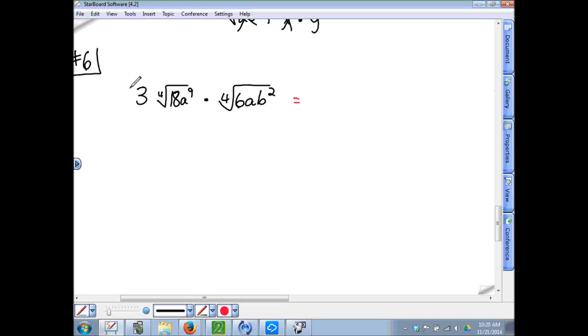What about this 3 hanging out over here? Stays in the front. So it's 3 times the 4th root of 108, exactly. A to the 10th, because we have a to the 9th times a to the 1st, which is a to the 10th. And then b squared. Yes. These problems are the best.